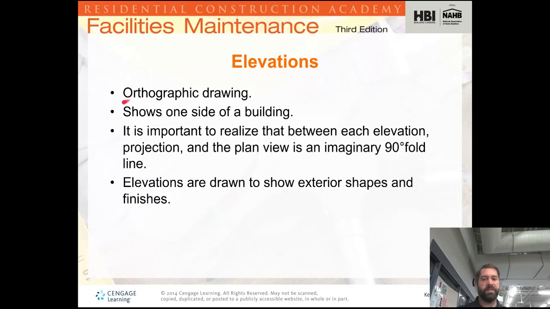For elevations, it's an orthographic drawing. So what we're doing is showing one side of the building and just saying, oh, well, this is this height from this. Oh, this is this height from this. It's important to realize that between each elevation projection and the plan view is an imaginary 90-degree folded line. Elevations are shown to exterior shapes and finishes.